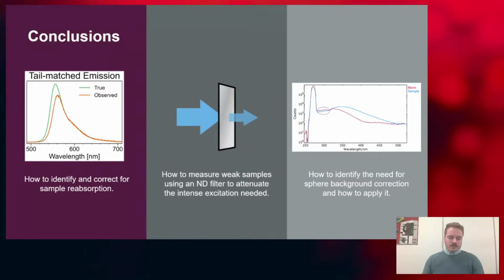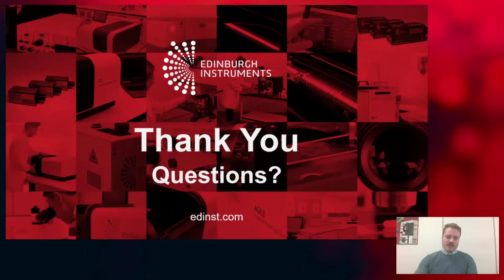So to conclude, we discussed three main issues that you might experience when trying to measure the absolute photoluminescence quantum yield of your sample. The first one was to identify and correct sample reabsorption. The next one was how to measure weak samples, which require intense excitation. And the final one was how to correct for the increased sphere background that can often happen when you use this intense excitation. We'll leave you there, but we're happy to field any questions that you've got. Thank you for your attention.